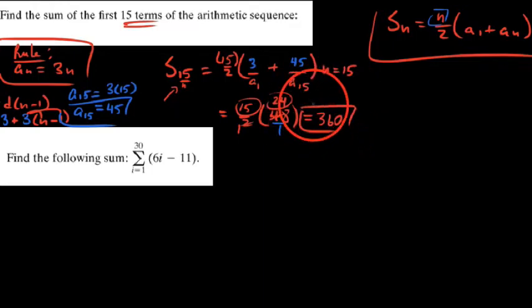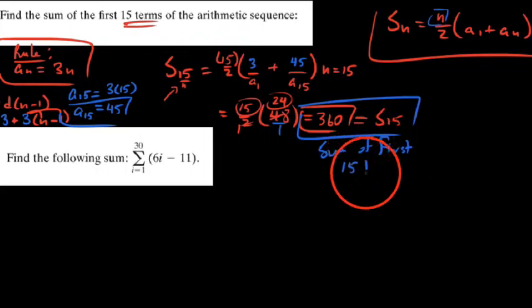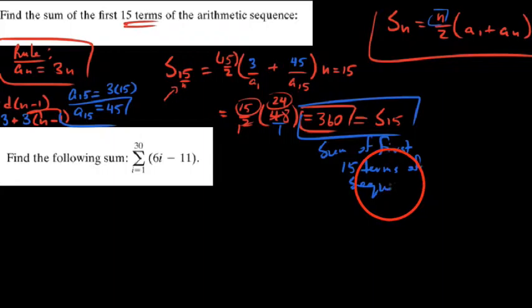And so 360, what is this? Well, we want to be clear on this. This is S15. Essentially, this is the sum of the first 15 terms of the sequence given by the rule we got there. That's what we mean by S15. We also refer to this as the 15th partial sum, and that's just because we're adding up a part of the sequence.